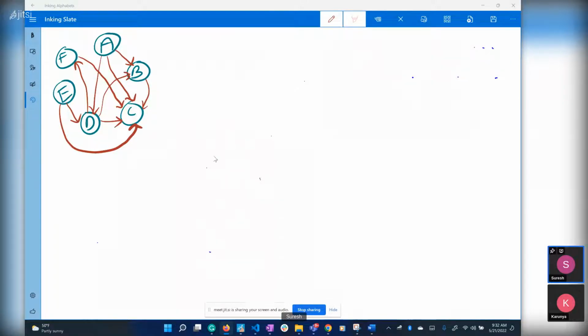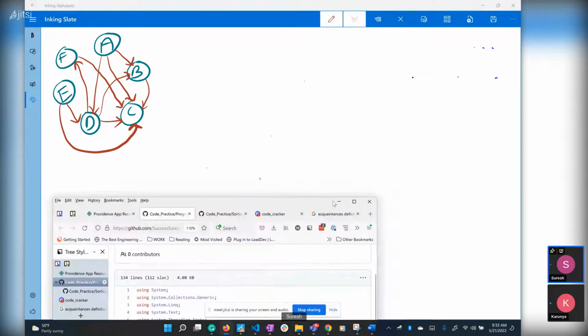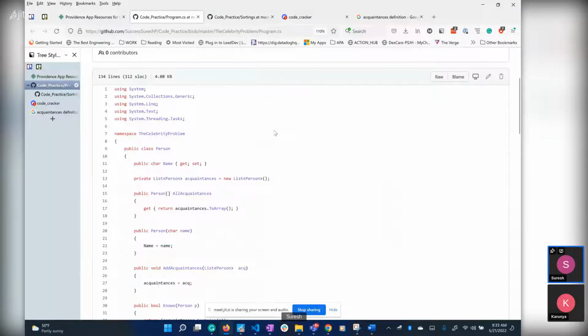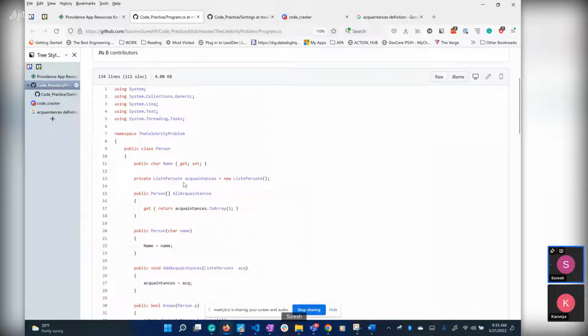Can you please help? I think there is a possibility to do it without any additional data structure, but it would make our life easy if we use a particular data structure. Let me show you the algorithm first. I may not have started it here, but I can show you directly in the GitHub.